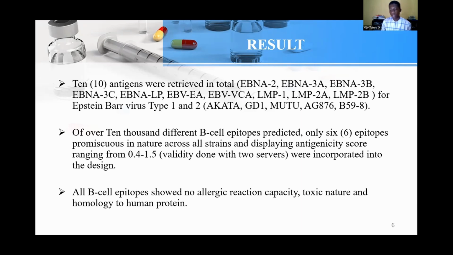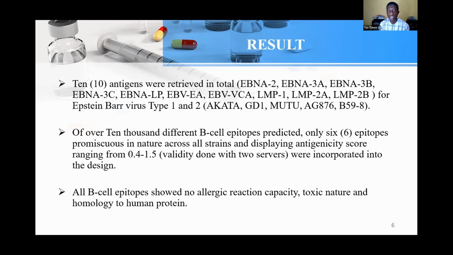Now, out of all of the epitopes predicted for the B cell, we were able to analyze 6 promiscuous epitopes. The reason why we limited the epitopes to 6 is that we are trying to reduce the number of amino acid residues present in the vaccine construct, as it has been established that a vaccine will only be good if it contains between 400 to 550 amino acid residues. So we only made use of 6 promiscuous B cell epitopes in the construct.